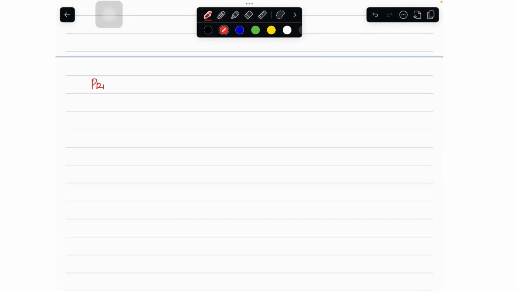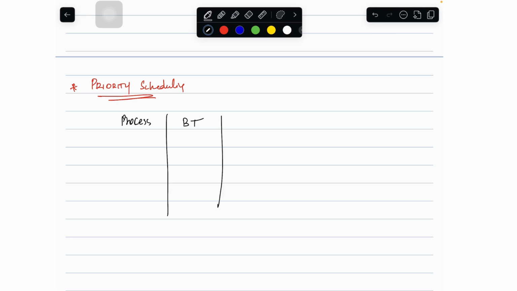Now we look into priority scheduling. This is another algorithm. We'll right away look into the example and then I'll explain what is happening. The columns are process, burst time, priority. The processes are P1, P2, P3, P4, P5. Burst times are 10, 1, 2, 1, 5, and priorities are 3, 1, 4, 5, 2.